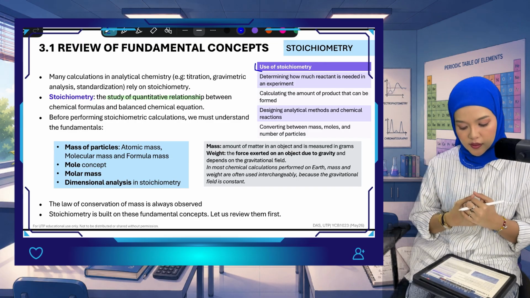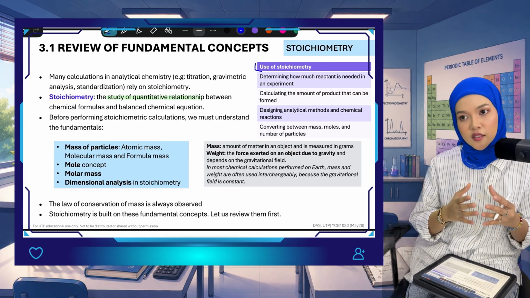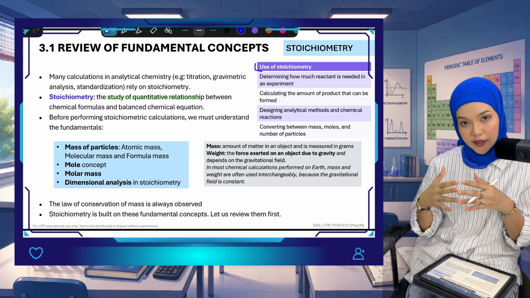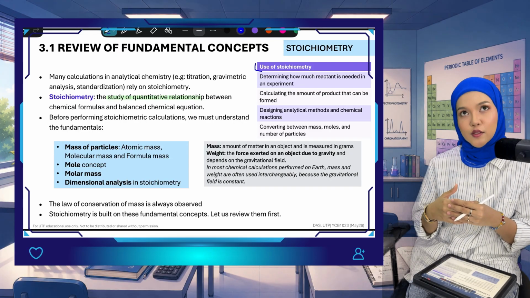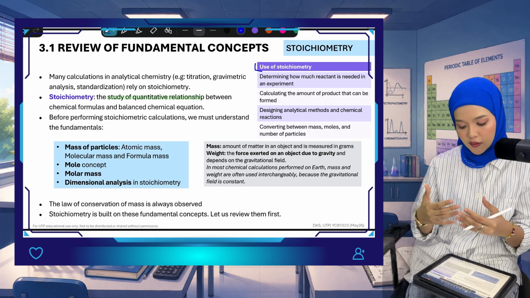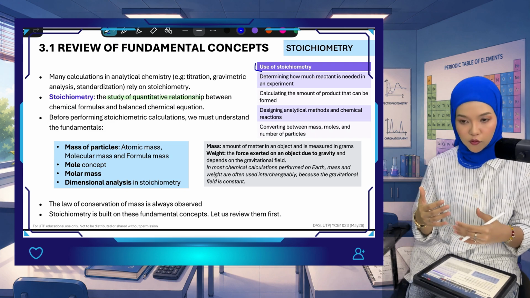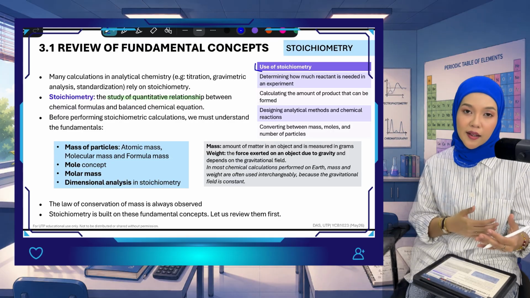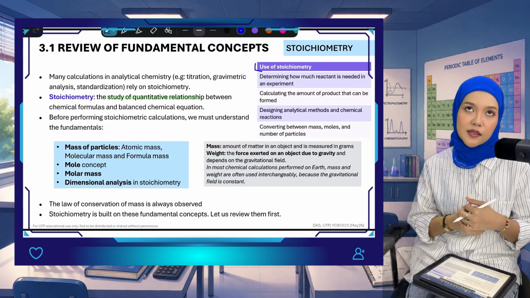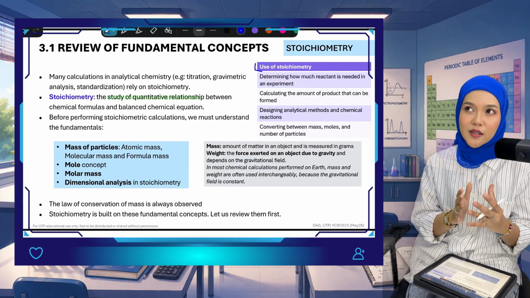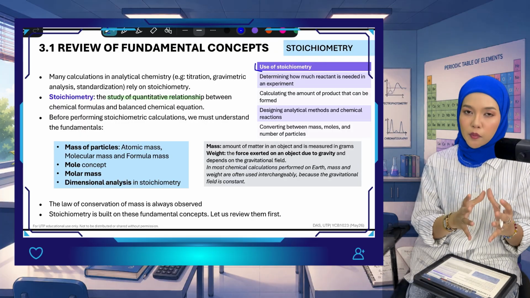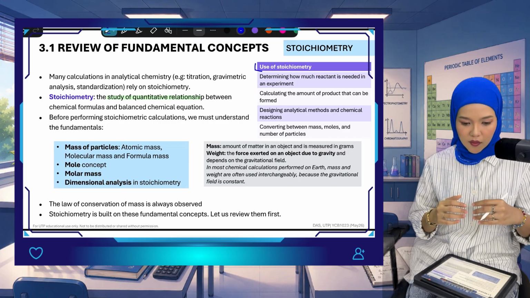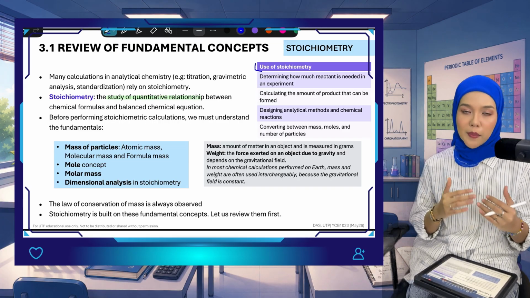What is the purpose of stoichiometry in analytical chemistry? The first one is for you to determine how much reactant you need in a reaction or in an experiment. Secondly, to calculate or determine the amount of product that can be formed, and then you can use it to design the analytical methods. Lastly, for you to convert from one property to another property.